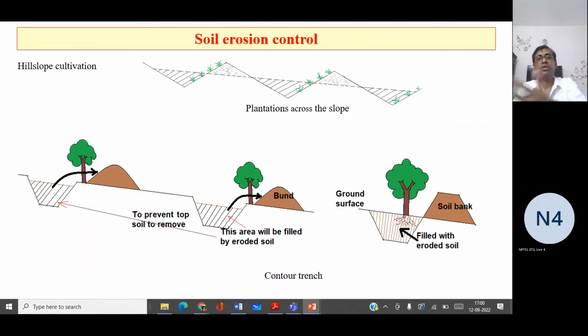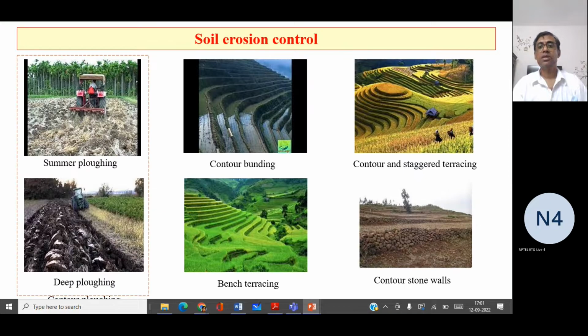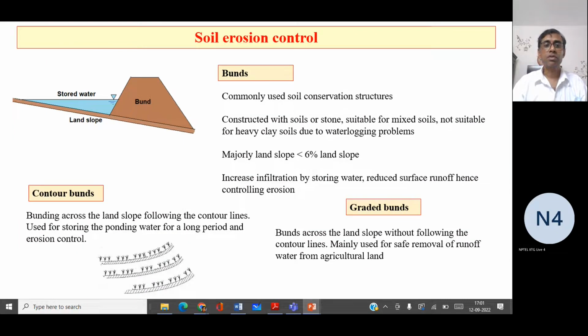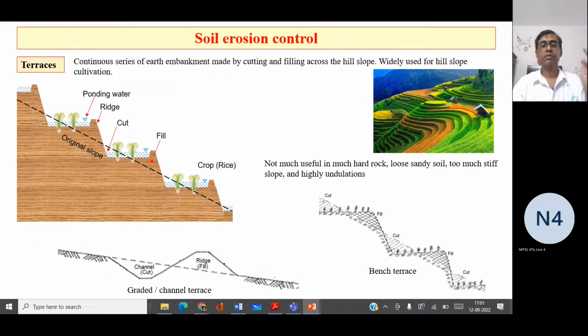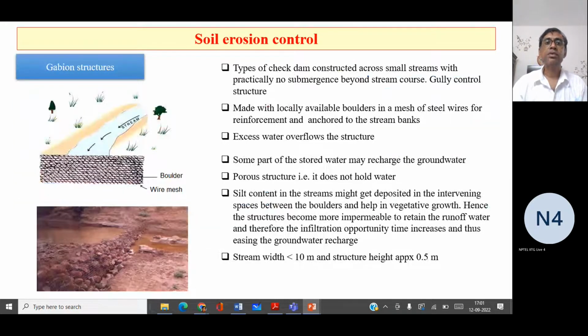So yeah, we talked also about contour trenches and hill cultivation. Here you need a little bit of civil engineering knowledge, along with agriculture knowledge about how to go for plantations in the hilly regions. We also discussed various other types of plowing and bunding processes, as you see in these pictures. Soil erosion control also, from various other aspects, we discussed with several examples.